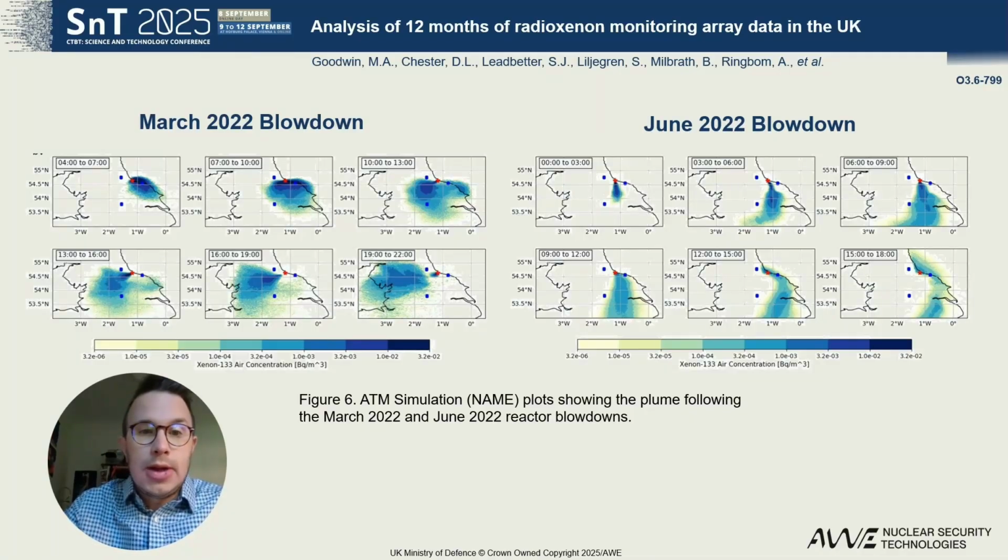So we're showing some of the plume movement for the March 2022 blowdown, which was the first one that we were measuring for, and also in June 2022, when we thought we saw some detections, but actually turned out they were from IRE.